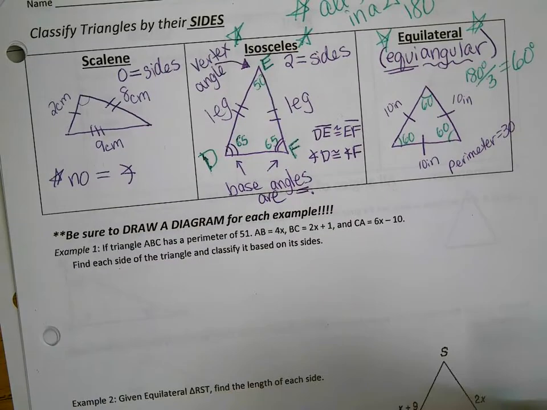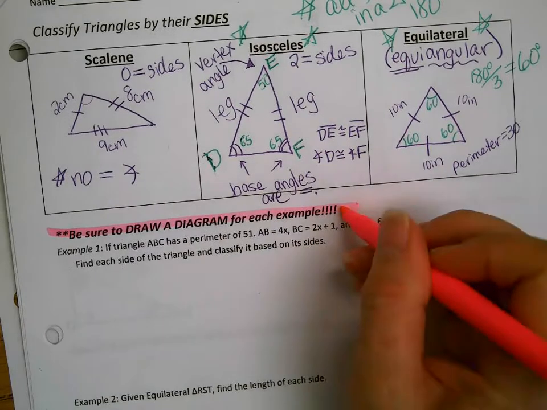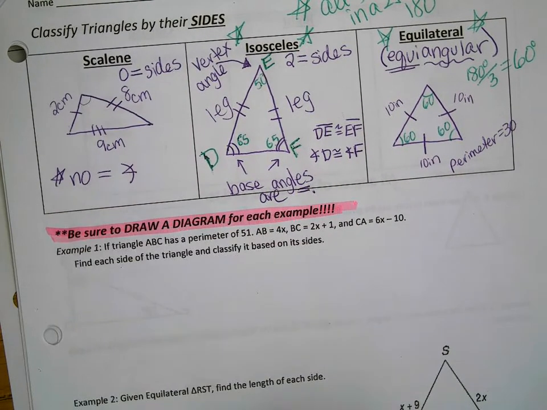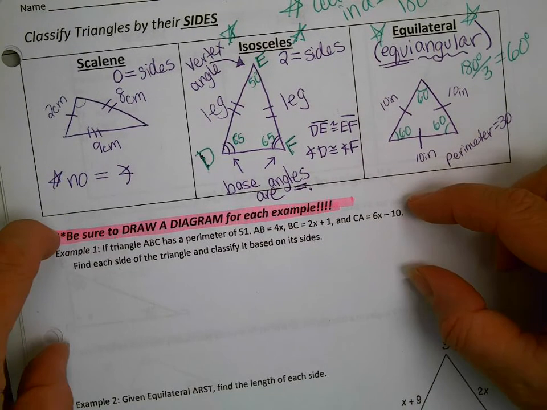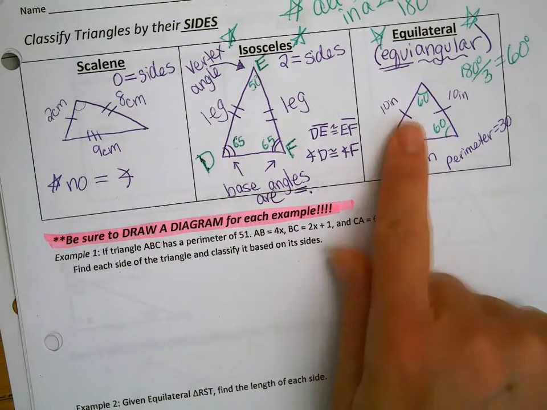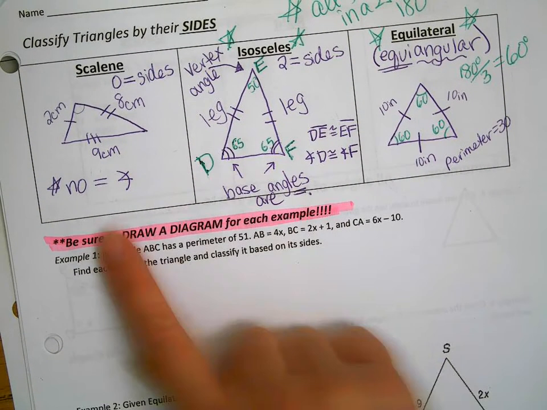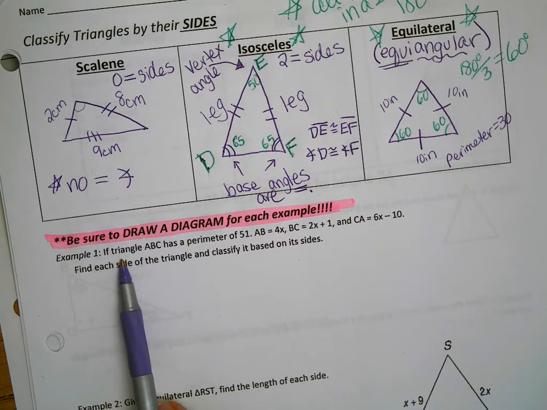Okay. If I were to tell you the most important thing about every question you're going to have on your classwork for this unit, it's going to be this statement right here. Be sure to draw a diagram for each example. There's words. It's talking about a picture. This is a very visual class. I've drawn 3 triangles so far. Yes, there's a lot of words and symbols going with them. The same case is going to go here.